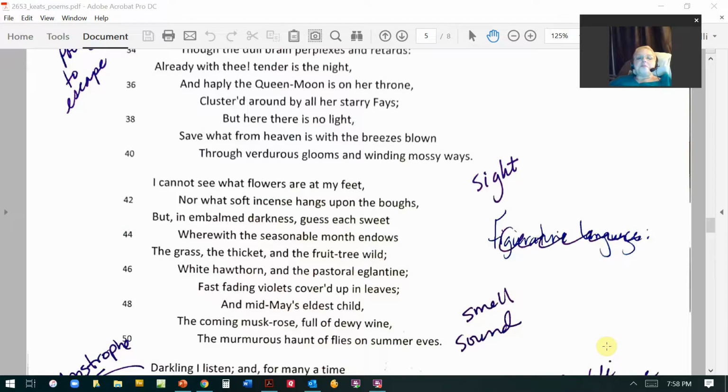White hawthorn, and the pastoral eglantine, fast-fading violets covered up in leaves, and mid-May's eldest child, the coming musk-rose, full of dewy wine, the murmurous haunt of flies on summer eves.